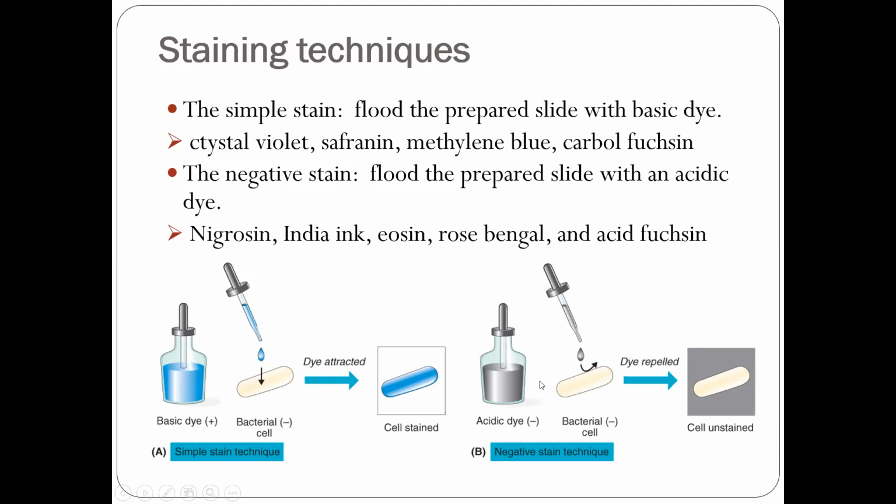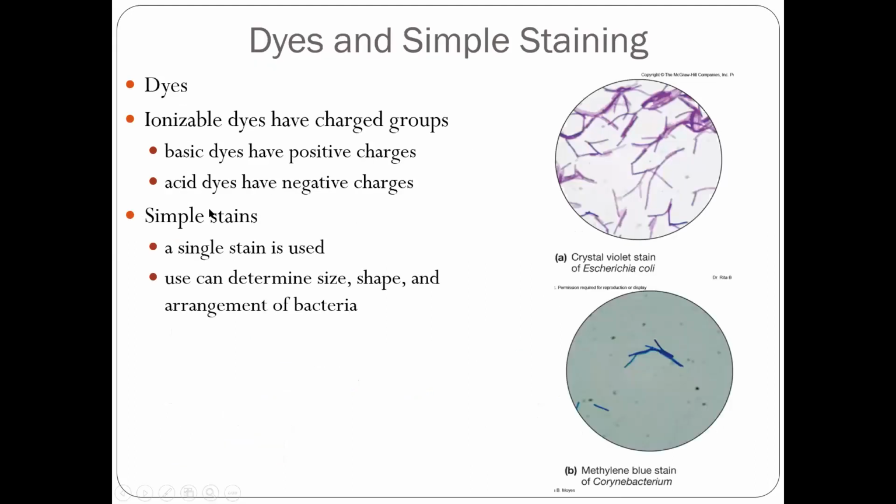Now, sometimes for some bacteria, we also use acidic dye, which is negatively charged. So the dye is repelled by the bacteria. Instead of staining the bacteria, they stain the background. So that's called a negative stain. Negative stains include nigrosin, Indian ink, eosin, rose bengal, and acid fuchsin. Nigrosin and Indian ink are the two most common dyes we use. So this is the simple stain.